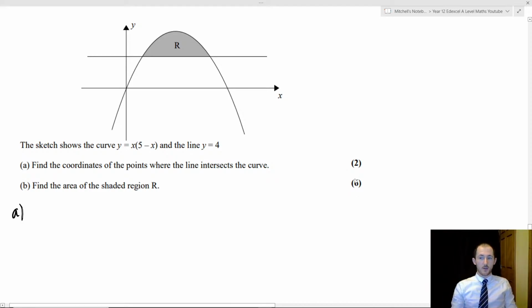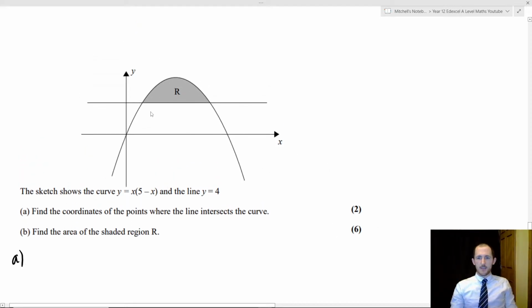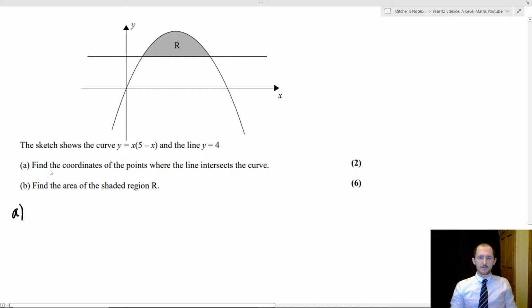Okay, as in not in total. I mean, just the second part is 8 marks. Okay, huge numbers of marks, huge, huge, huge. So, if we start, it kind of breaks it down for you. Find the coordinates of the points where the line intersects the curve. Okay, so when 2 lines or curves intersect, it means that both of their expressions are true at the same time. So y equals y.